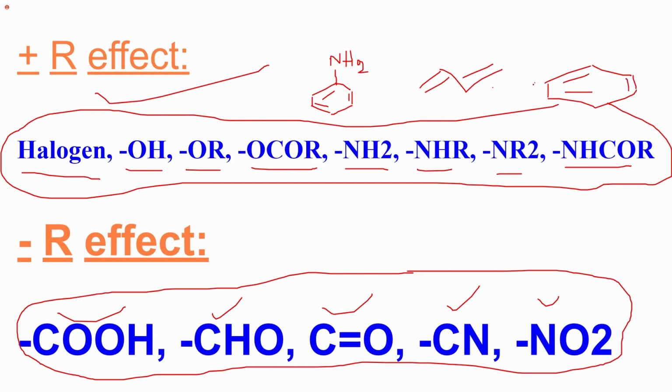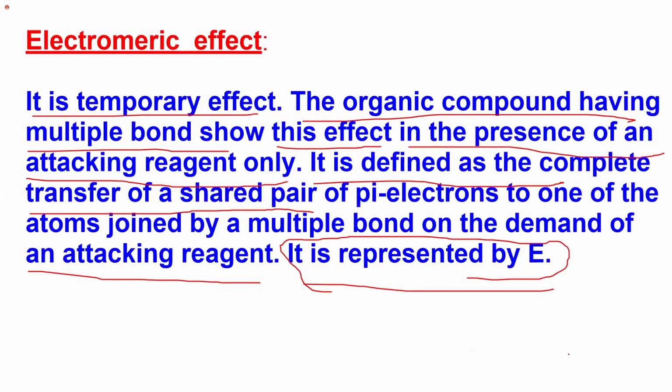If you see this kind of system with one of these groups attached, then you can say it will show the plus R effect. And if you see a conjugated system attached with this kind of group, like an acid group, aldehyde group, ketone group, cyanide group, or nitro group, then it will definitely show the minus R effect. Now comes the electromeric effect.